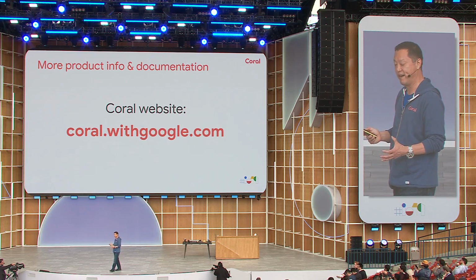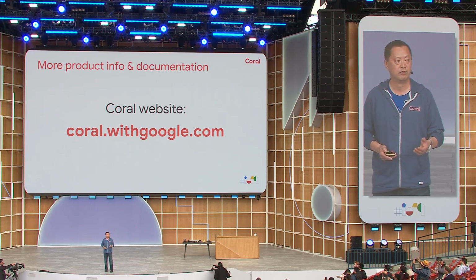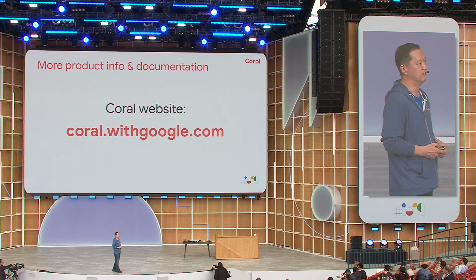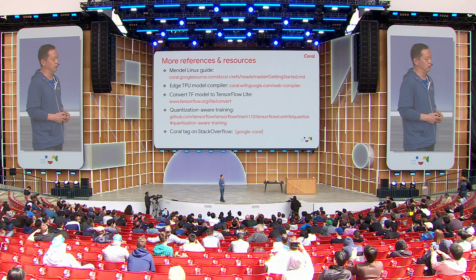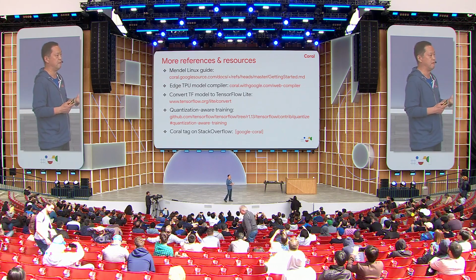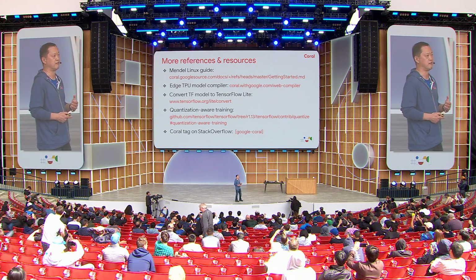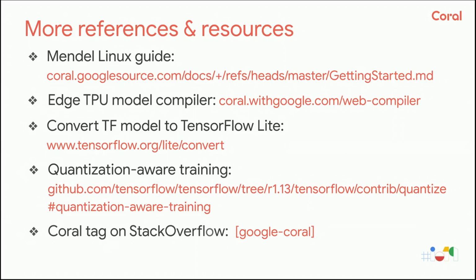And all the information I've talked about today is summarized at our Coral website. If you don't remember anything, remember this. It's called coral.withgoogle.com. Our documentation, our samples, models, everything is there. So there are more references I put in my slides. You can look at them later. There's a reference to Mendel Linux, a reference to TensorFlow Lite. How do you do quantization-aware training? And all this information is very important.